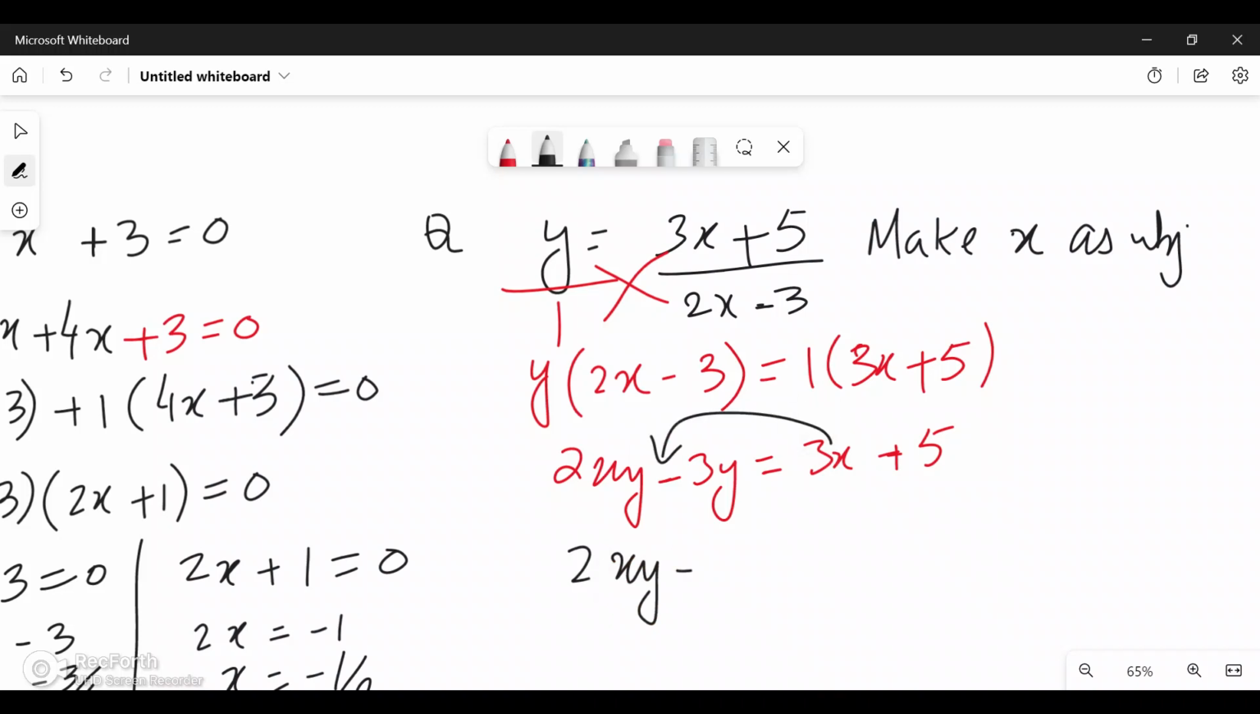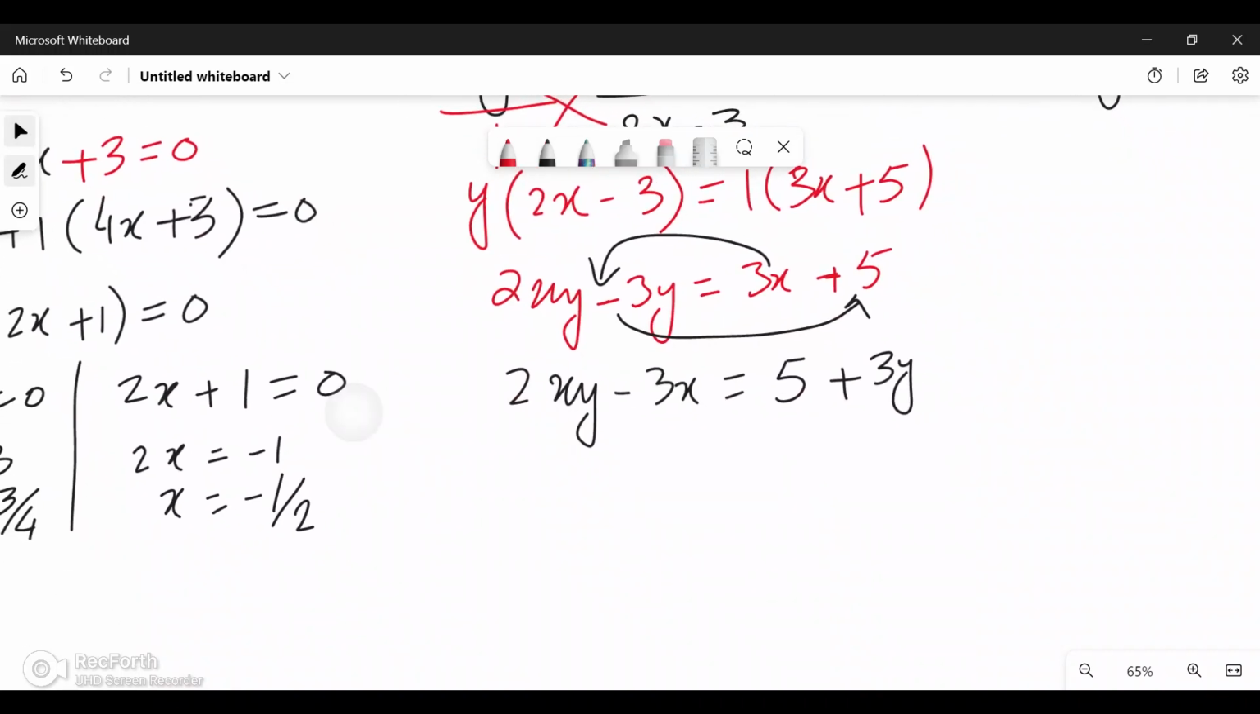So I will write 2xy here, and that positive 3x will be shifted here. It will become negative 3x here is equal to 5, and this negative 3y is shifted to the other side. It will become plus 3y here. So we have just collected the x values on the same side.